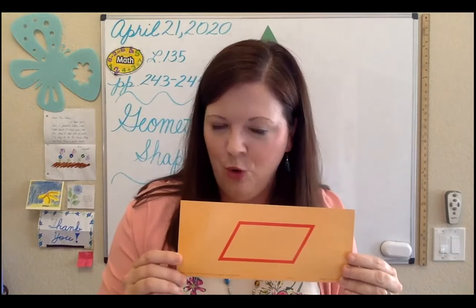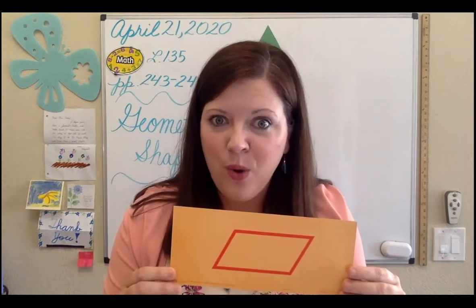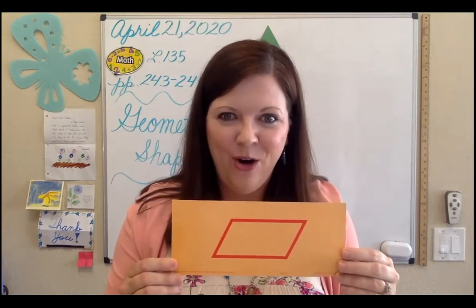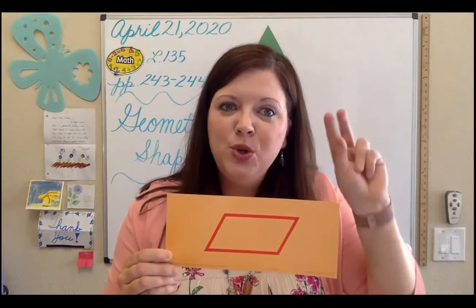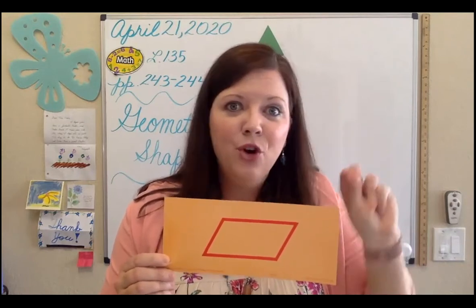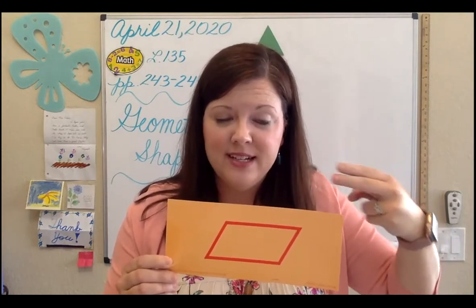This is called... you might be tempted to say rectangle, but it's not a rectangle. It actually has to do with one of the words that we learned yesterday, and that is the word parallel. Do you remember what parallel means? Parallel means it has two lines that will never cross. Now, they could go up and down, or they could go side to side.